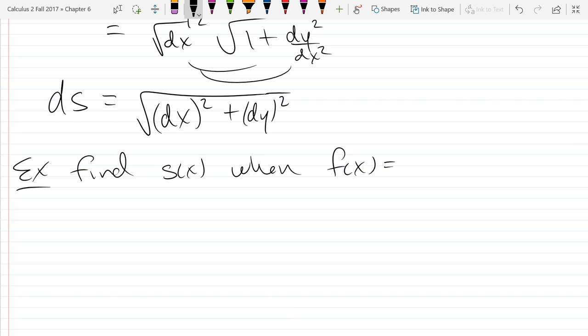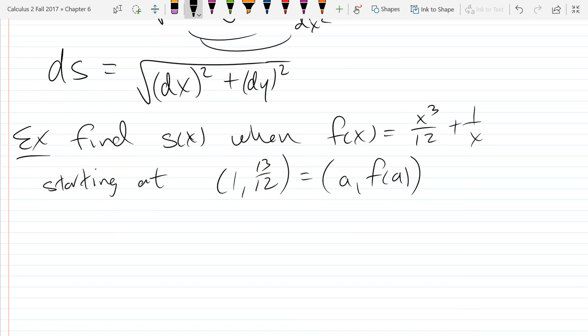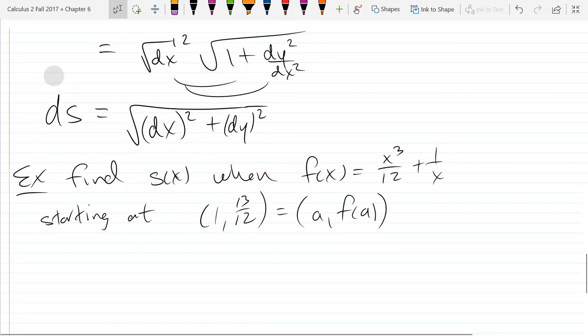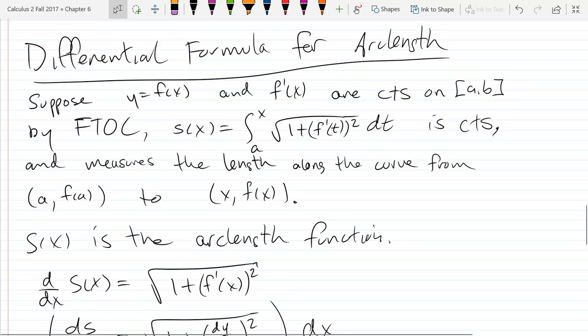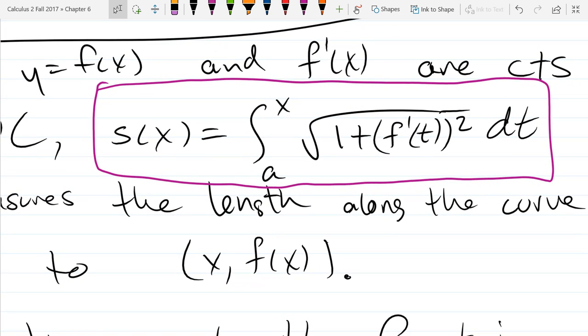So our function was x cubed over 12 plus 1 over x, starting at 1 comma 13 twelfths. And of course, this is a comma f of a. So I'm giving you the starting point, and I want to know what is s of x. So you have the definition of s of x. I'll put a box around it. So that right there is s of x. So write that down. I want you to find this s of x.